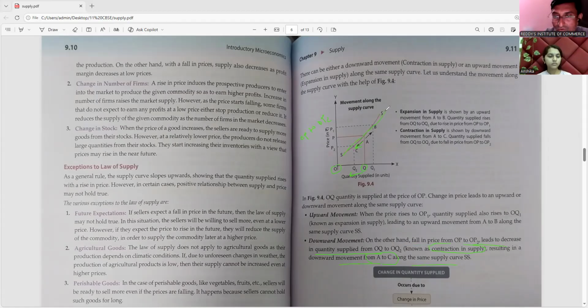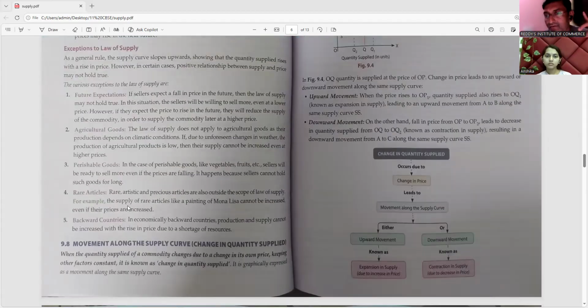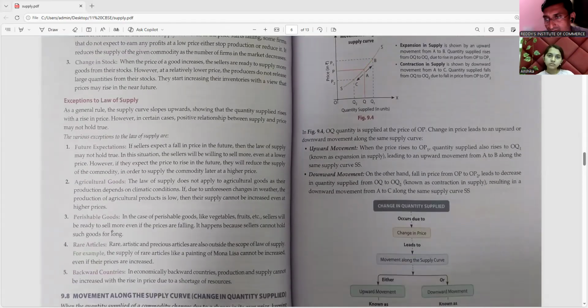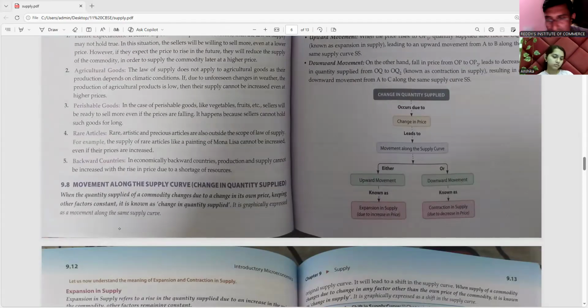So this is a curve. This is the line. So this is the explanation of movement along the supply curve: in which case it goes to the upward side, and in which case it goes to the downward side. When the price increases, it goes to the upward side, and when the price falls, it goes to the downward side. Right? So this is a simple graphical representation, and with this diagram we understood it properly.